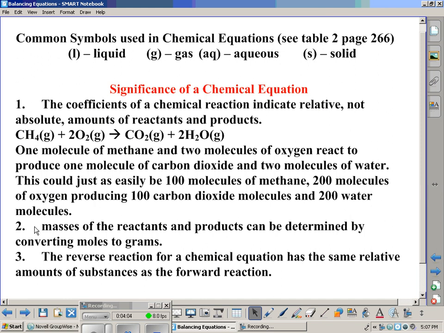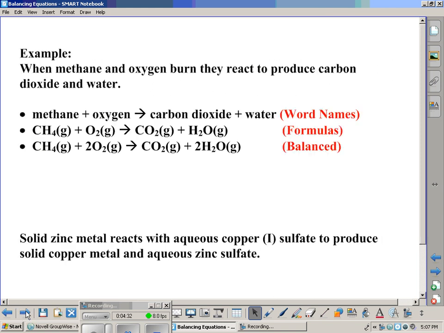Okay. Secondly, masses of the reactants and products can be determined by converting moles to grams, which by this time you should already know how to do. The reverse reaction for a chemical equation: some chemical reactions are reversible, and they'll have the same relative amounts of substances as the forward reaction. In this video, we're not going to do anything with that, but again, it's not possible to know too much. Now here's an example, and we can talk through this. It may make more sense than the last slide.